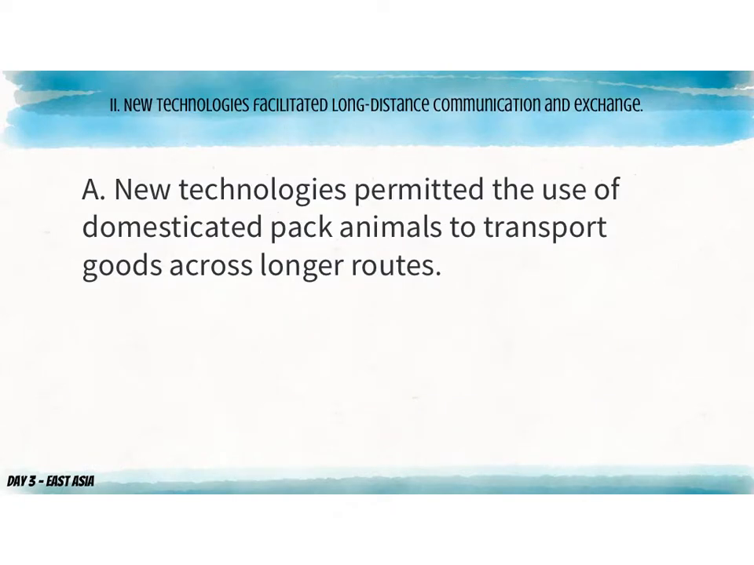This particular key concept is about new technologies that allow domesticated pack animals to better cross these routes, like the Silk Road. So if you're thinking about technologies and pack animals, okay, you're thinking about things like camels and horses and inventions or technologies like the saddle.